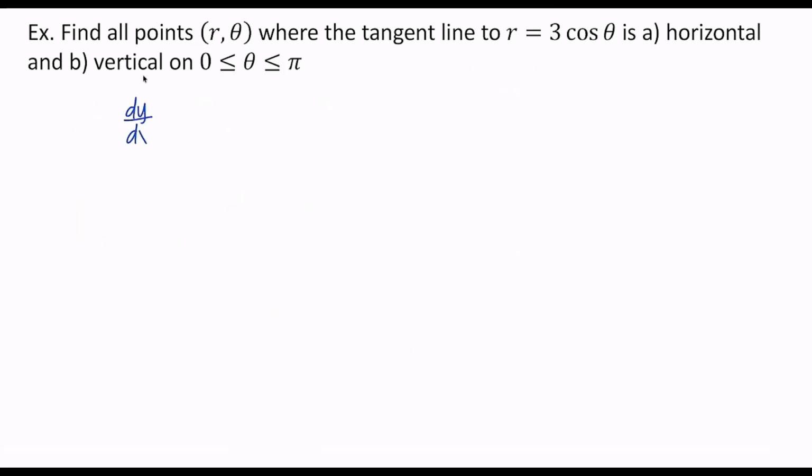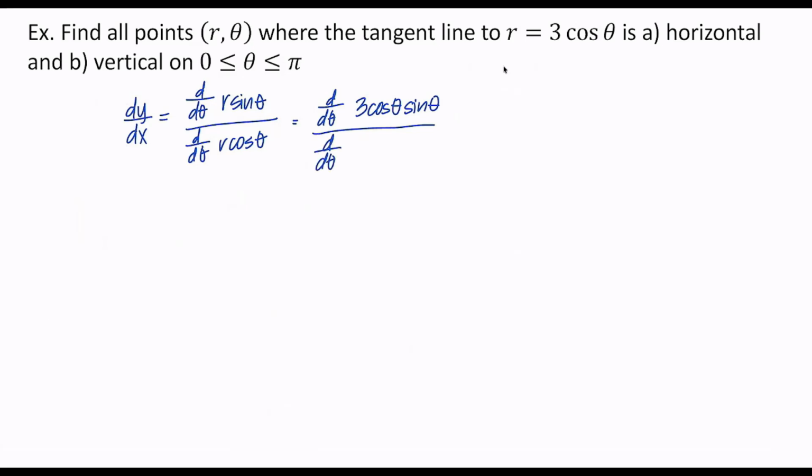dy/dx is equal to d/dθ of r sine θ over d/dθ of r cosine θ. So y is r sine θ, x is r cosine θ. Well, r is 3 cosine θ, so we're looking at finding d/dθ of 3 cosine θ sine θ over d/dθ of 3 cosine θ, that's r, times another copy of cosine θ, that's 3 cosine squared θ.